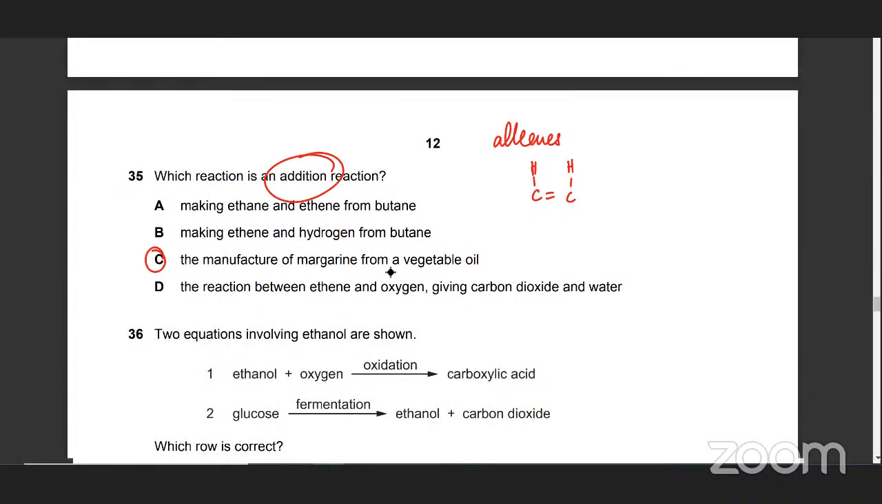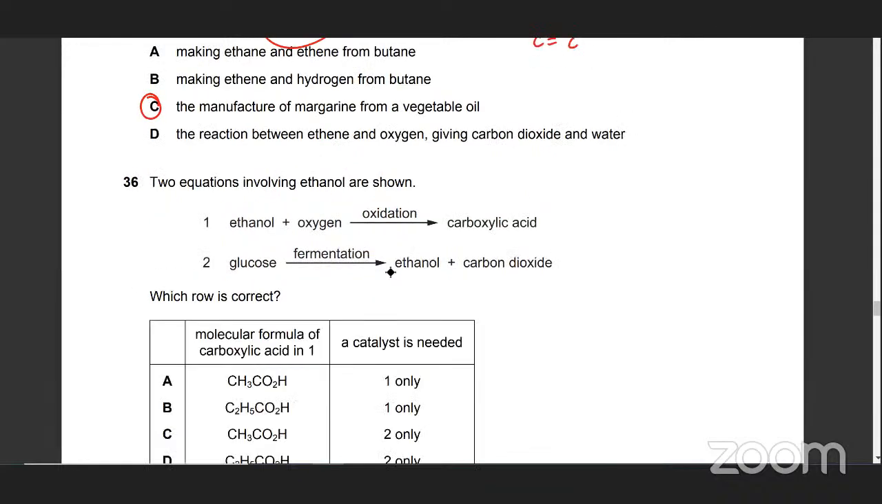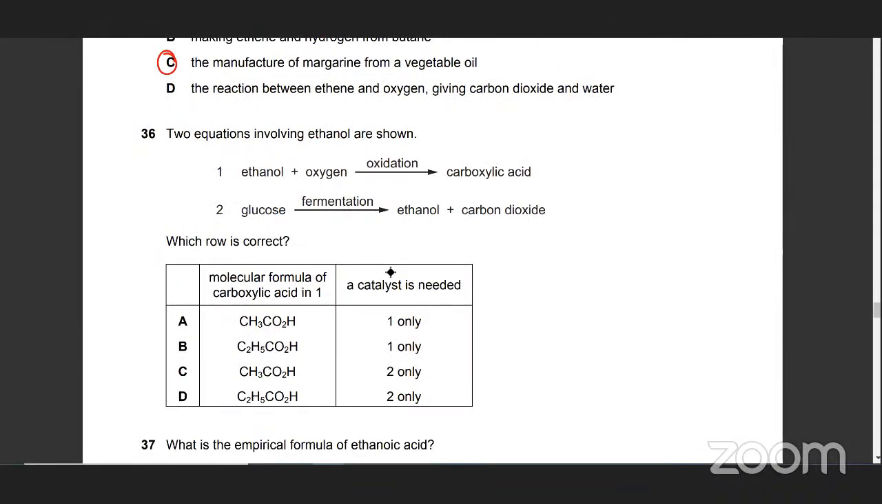That's the next one, alcohols getting oxidized. तो अगर ethanol को oxygen के साथ react करो ना तो it gets oxidized to carboxylic acid. That's oxidation. Glucose को ferment करो, you get ethanol, ठीक है? तो which row is correct? Molecular formula of carboxylic acid in 1. Ethanol को oxidize करोगे ना, you'll get ethanoic acid.